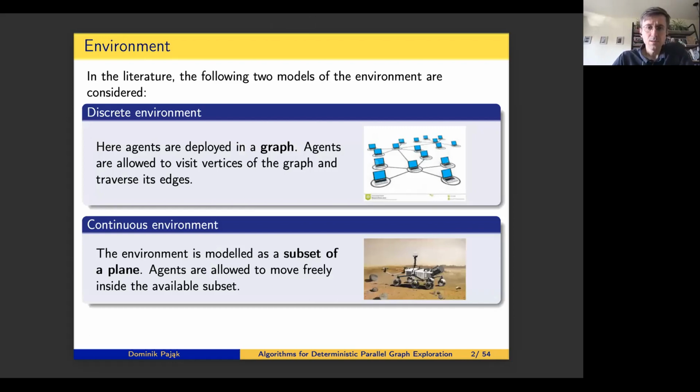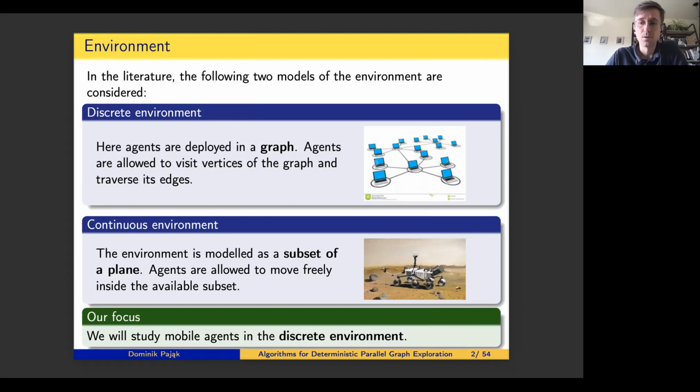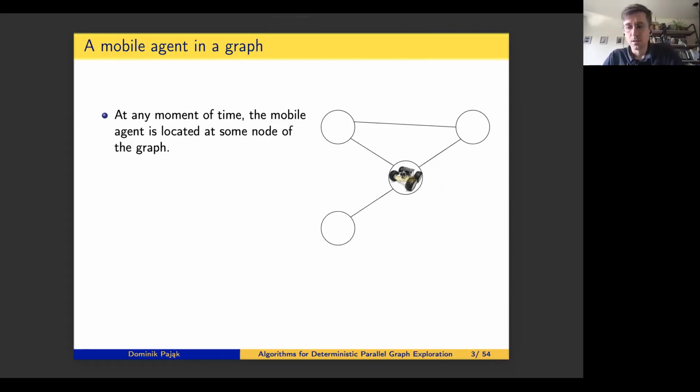And this environment is typically either discrete, like let's say a network of computers, or continuous, like some subset of a plane. And people in theoretical computer science study both models. And in this presentation, we will focus on the discrete one. So the environment will be a graph. Yes, so a graph is a set of nodes and edges that connect these nodes. And this is, let's say, more or less how it looks.